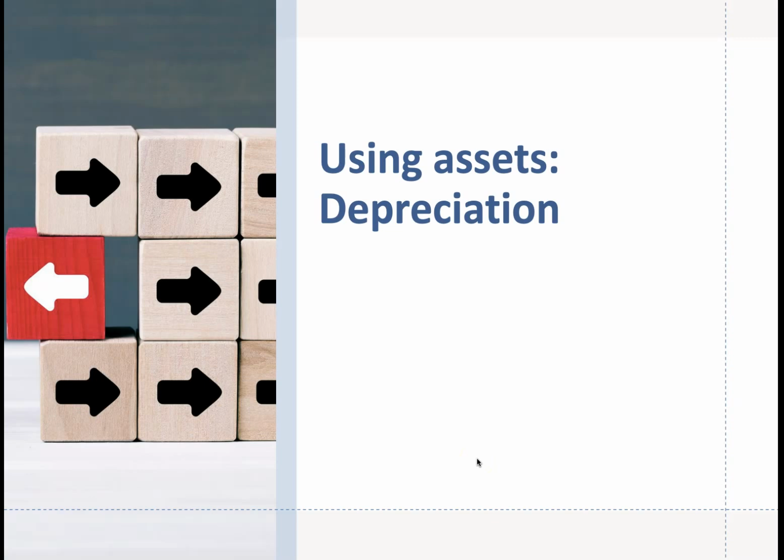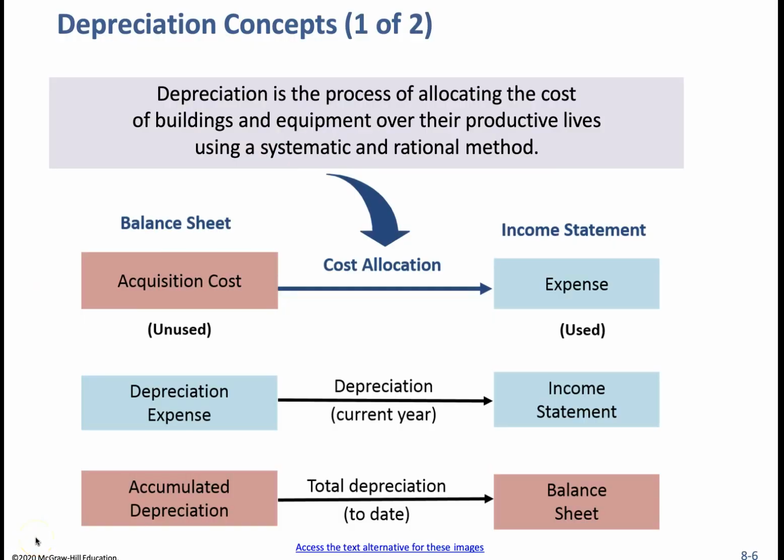Depreciation comes from using the assets. So after we acquire the assets, we would be using the assets. Using the asset involves a process called depreciation. Depreciation is the process of allocating the cost of the building or the equipment over their useful lives in a systematic and rational way.